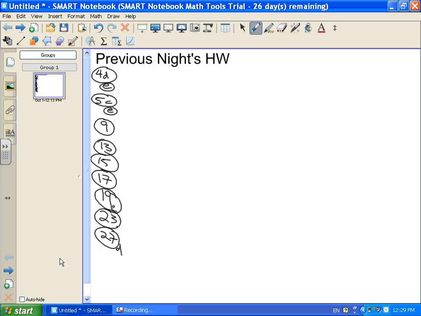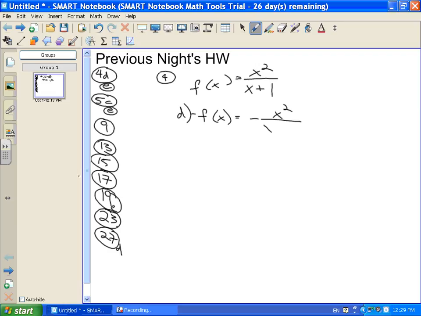4, B, and B. Function for 4 looks like this. F of x equals x squared over x plus 1. And D wants the opposite of that. The opposite of my function. Well, we could just go the opposite of this function.